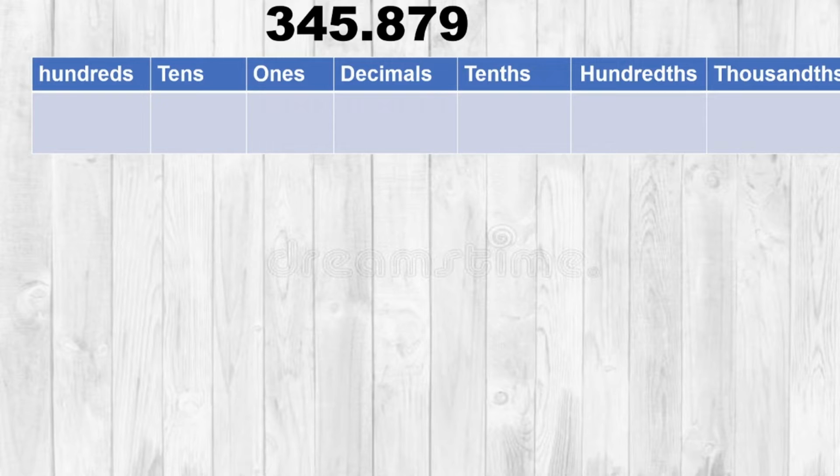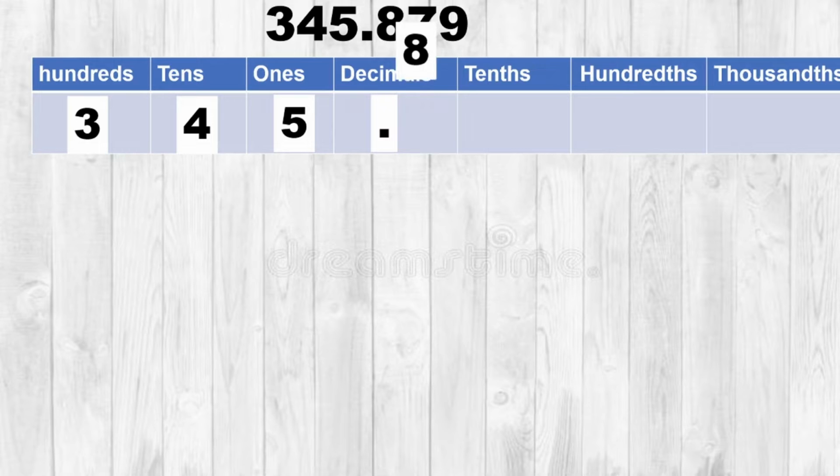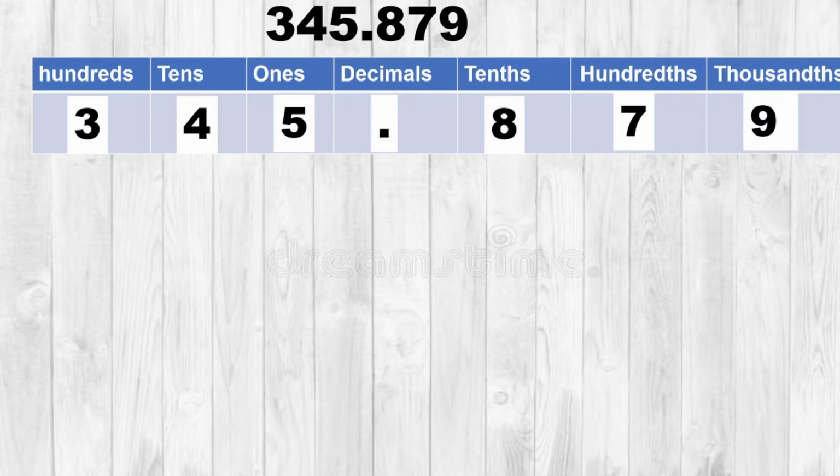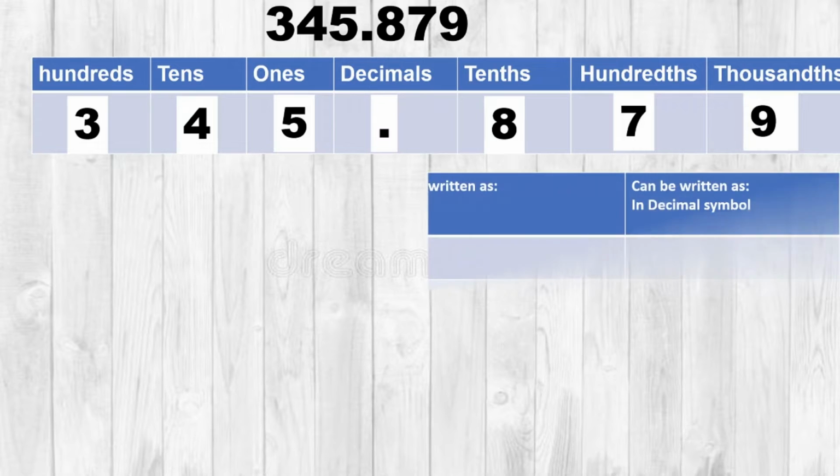Okay, so hundreds, anong number? We have 3. Tens natin ay 4. Ones natin ay 5. Of course, the decimals. The tenths is 8. Hundredths is 7. And thousandths is 9. Okay. Next, yan yung place value nila.